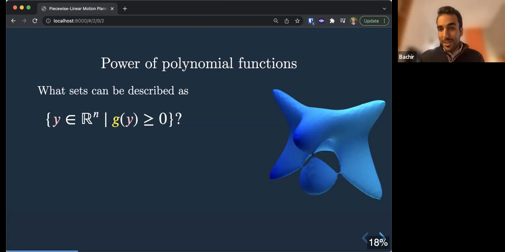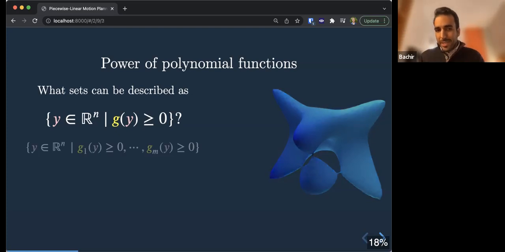But also, polynomial functions, surprisingly, if you've never encountered them, are in a sense universal approximators. Any continuous function, or any reasonably looking function, can be uniformly approximated with polynomials over compact sets. So basically, if you allow yourself a degree that is high enough, you can approximate any function that you want. These are the sets that you can describe by polynomial inequalities.